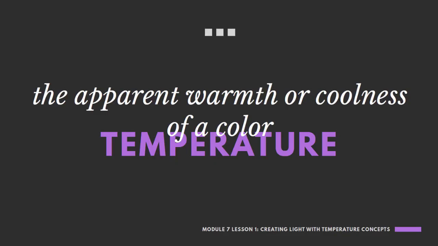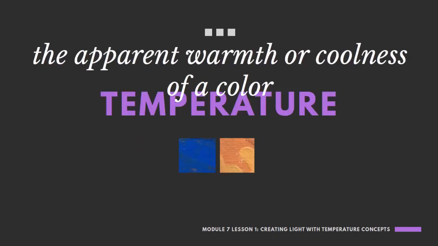I want to talk about the apparent warmth and coolness of a color. Remember that temperature is the apparent warmth or coolness of a color, and that temperature is not just a psychological factor, although it is sometimes defined as being a psychological factor in separating it from hue, value, and intensity. But the coolness or warmth of a color really is dependent on its position on the spectrum as well. So it is indeed a physical property of color.